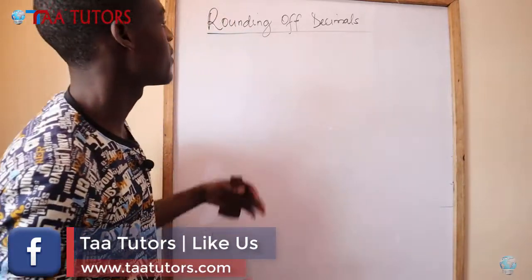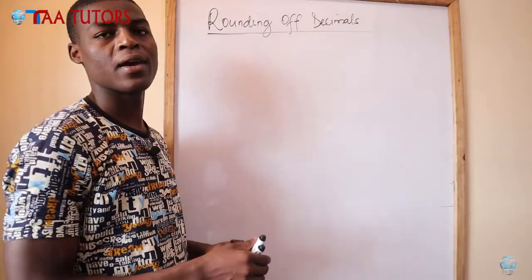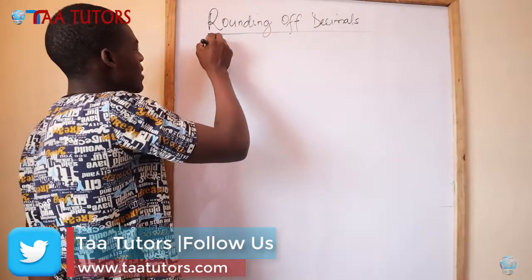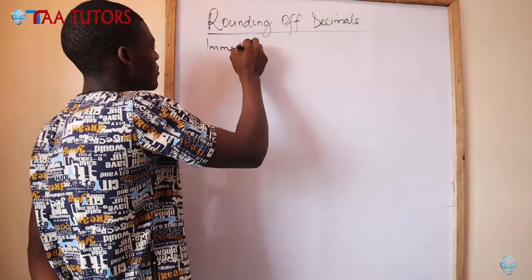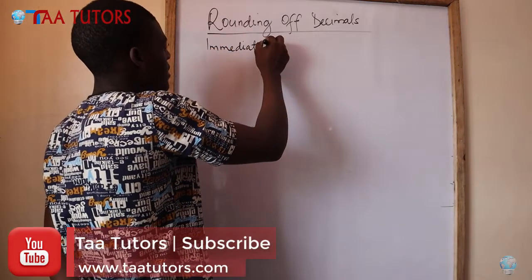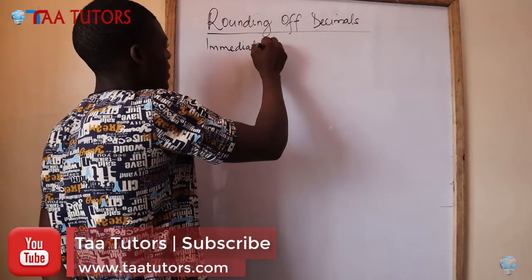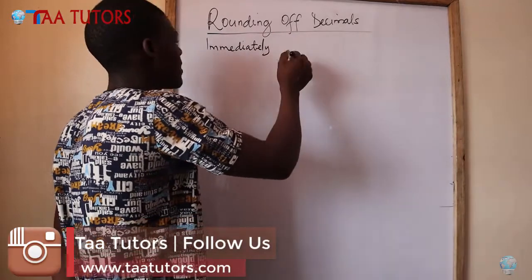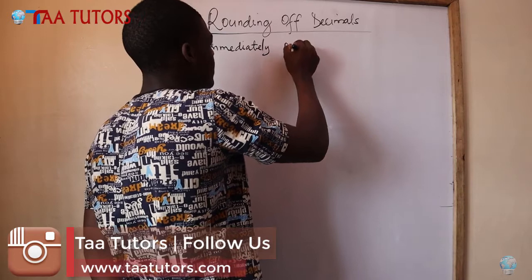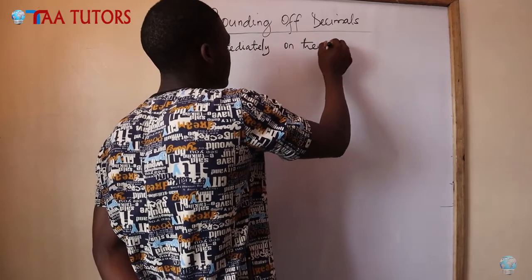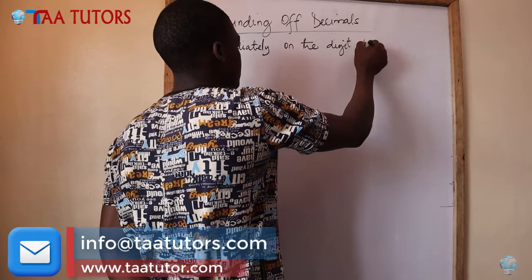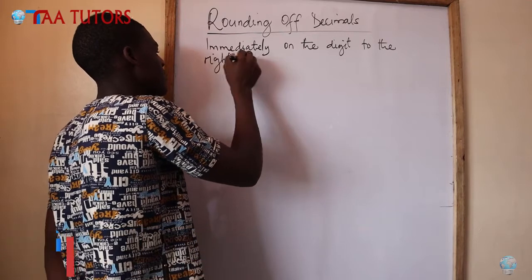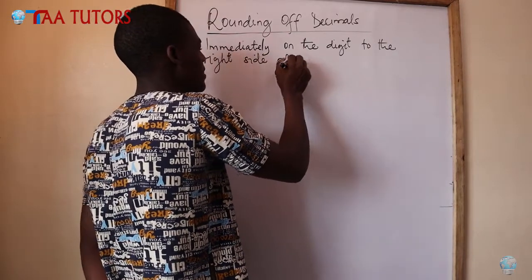That is rounding off decimals. It is what follows after conversion. So rounding off decimals is always done immediately on the digit to the right side of the decimal point.